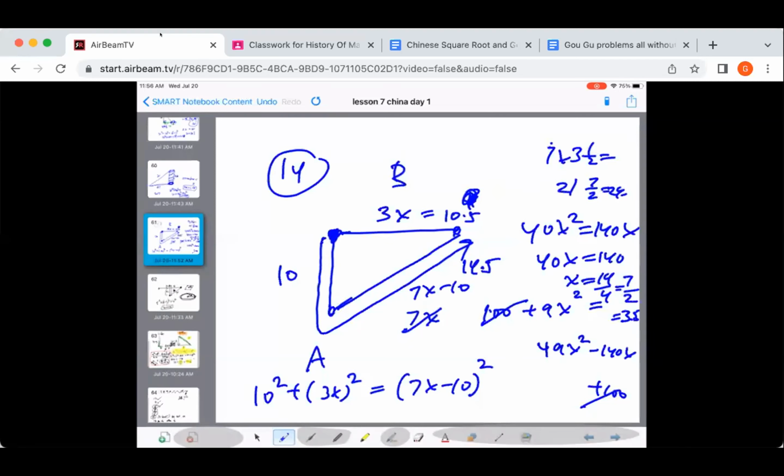So the answer is one guy goes 10.5, the other one goes 14.5 plus 10, which is 24.5. Incidentally, 10, 10.5, 14.5. If you double that, you get 20, 21, 29. The 20, 21, 29 triangle comes back again?